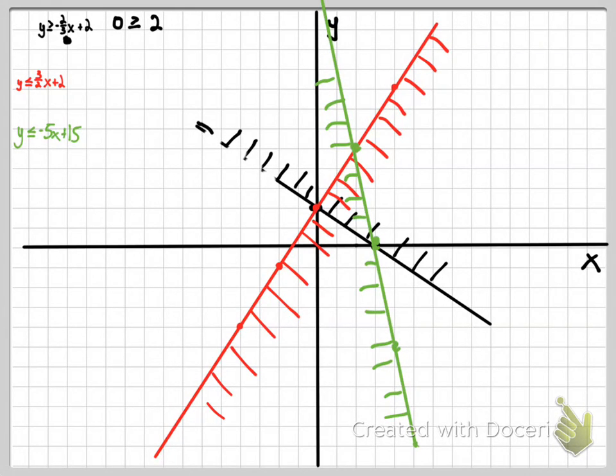Alright, so I went ahead and graphed the rest of these using the same thing. I looked at my y-intercept for the red one, which was at 2, and then I used my slope. I went up 3 over 2, put a dot, and graphed my line. Then I plugged in the point 0, 0 to see where I should shade it. You'll notice that this region right here is where it should be shaded for all of them. So that's our possible solution area.